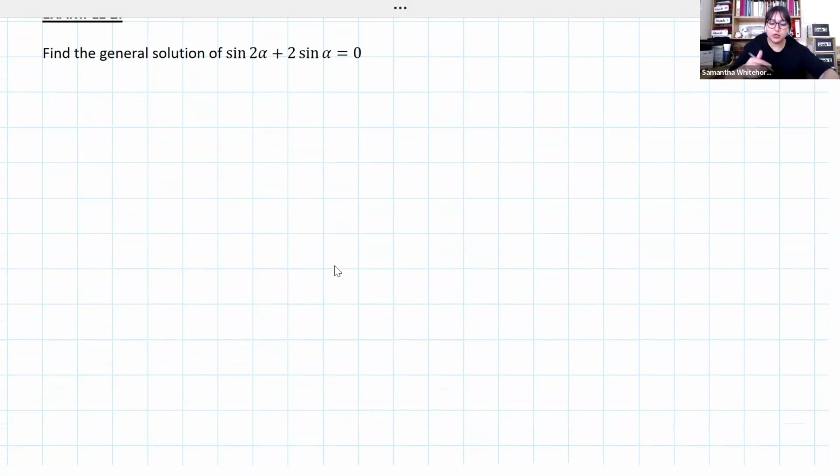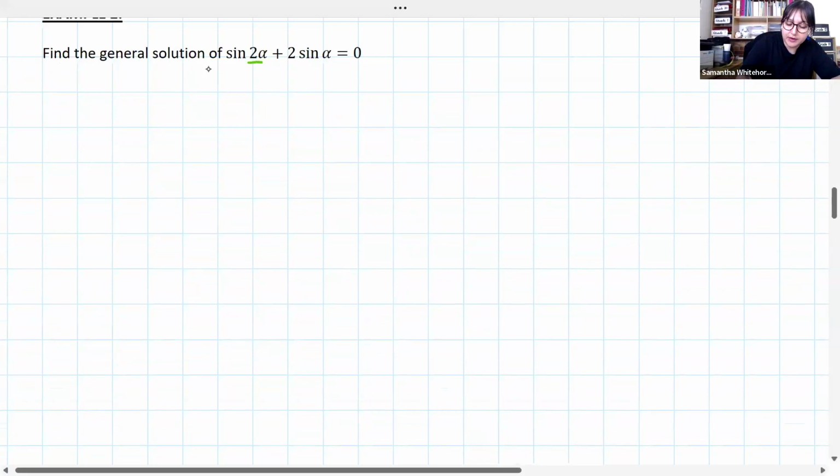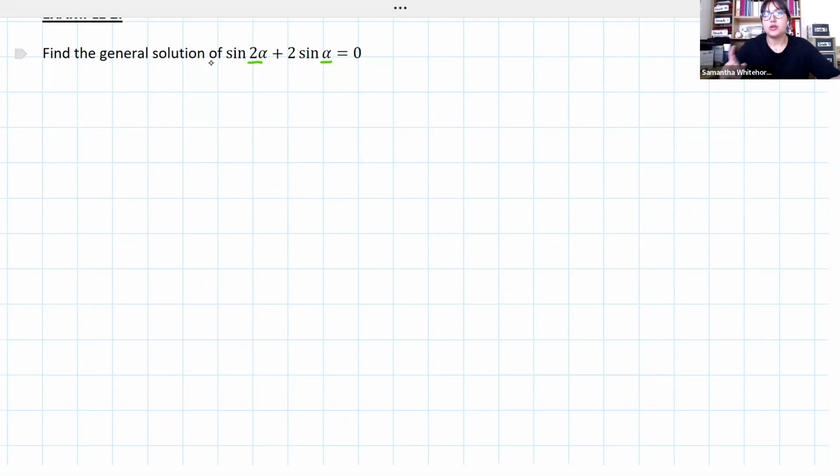Now, guys, what I want you to take note of, right off the bat, is the fact that 2 alpha and alpha are not the same angle. One is a double angle. When you are solving trig equations and you've got multiple ratios that you're working with, the ideal is that they're the same ratio. So the fact that this is both sine is already a good start. But even better, the angle should be the same.